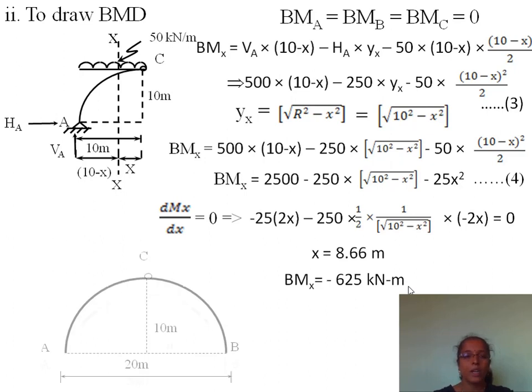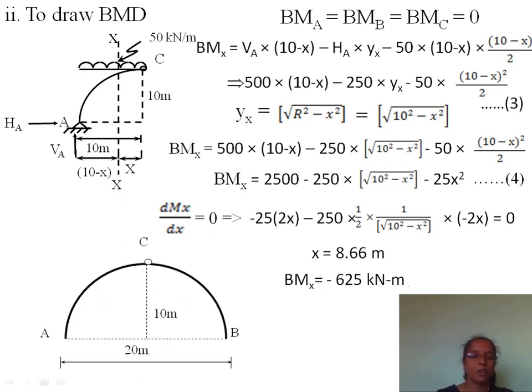To draw the bending moment diagram, first let us draw the baseline ABC with its span as 20 meter and rise as 10 meter. We know that bending moment at A, B, C is 0. So bending moment at these points will be 0. Next, bending moment at x as 8.66 meter. So x is always measured from the center.